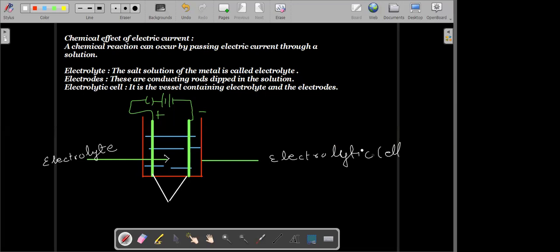In this process, should the rods touch the surface? They may or they may not. There are different methods which are adopted. If you take a glass vessel, then the metal rods can touch.